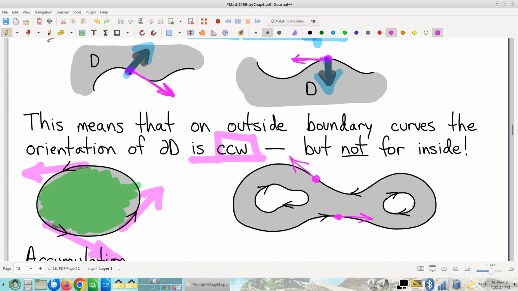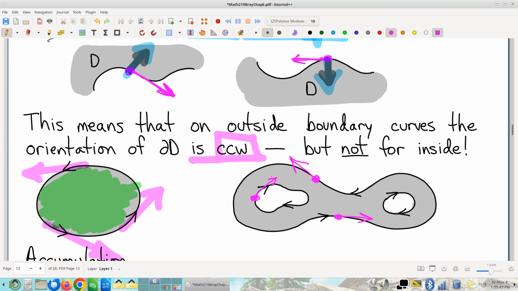But if you're at a point like this, on part of the boundary that's what you might call the interior part of the boundary, because it's got this cookie cutter hole cut out of the middle of it, the direction you would go to have the region on your left is like that. And that's not counterclockwise. Everybody see that?